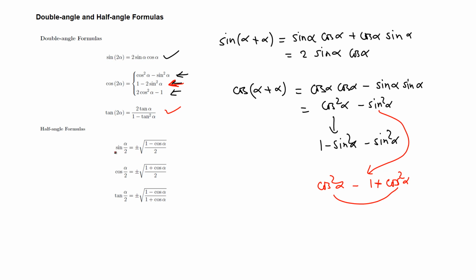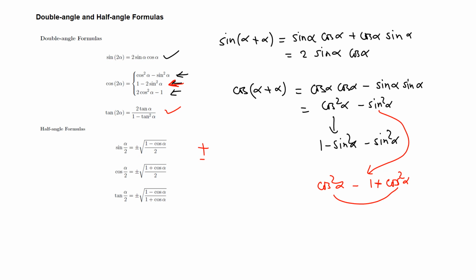Now for the half angle, sine alpha over 2 and cosine alpha over 2. Sine alpha over 2 is plus or minus the square root of 1 minus cosine alpha over 2. For cosine alpha over 2, it's just simply plus in the middle, and plus or minus will be determined by the location of alpha over 2.